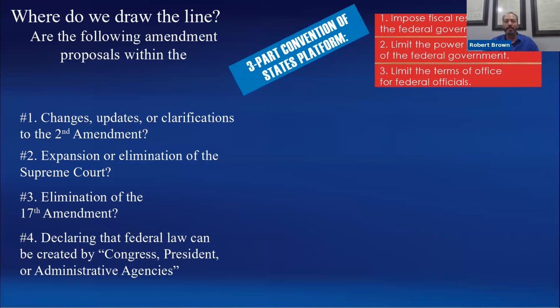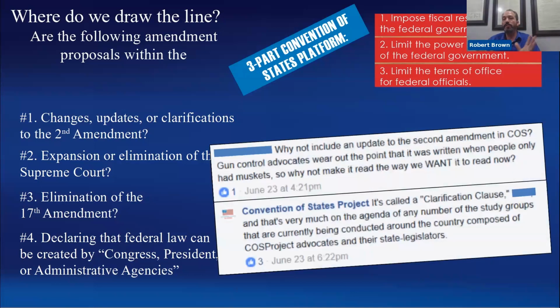Now, here's the problem as we try to define where to draw the line between what is and is not authorized through the Convention of States application. On this first one, the Convention of States organization themselves have told us that yes, actually, it's on the agenda. This was asked on their official Facebook page: why don't we include an update to the Second Amendment? Gun advocates wear out the point that it was written when people only had muskets. Why don't we make it read the way we want it to read now?